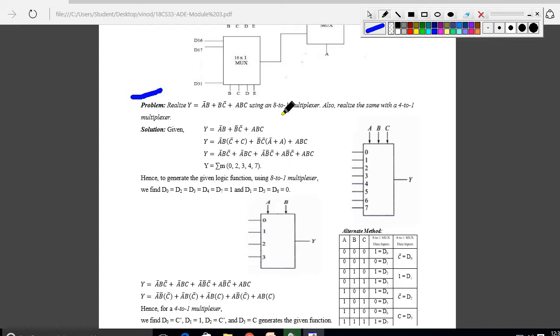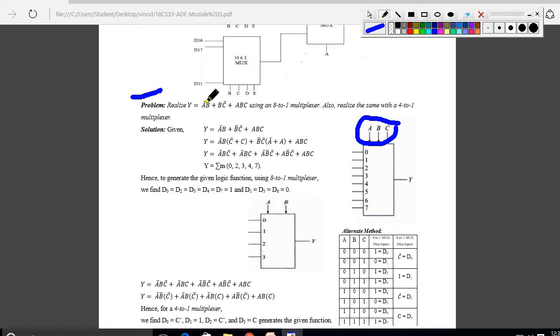For an 8:1 multiplexer, how many control inputs are required? It's basic that we require three control inputs. But in this expression, only in the third term ABC are all present. In the first and second terms, one control input is missing. Here A is missing and here C is missing.